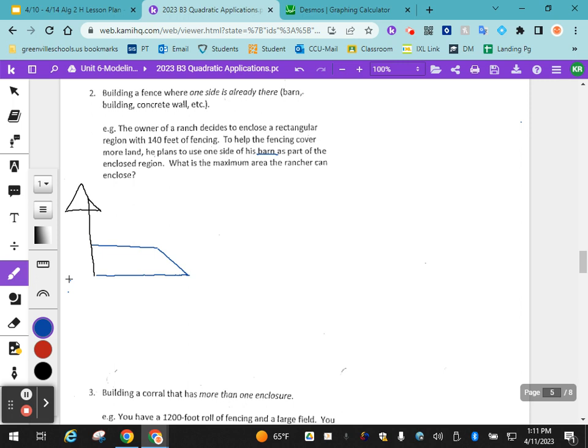It's a hard topic. Okay, so now my perimeter equation changes. What is this? How do you draw a barn? Is that supposed to be a rectangle? That's not a barn. What is it? A barn.